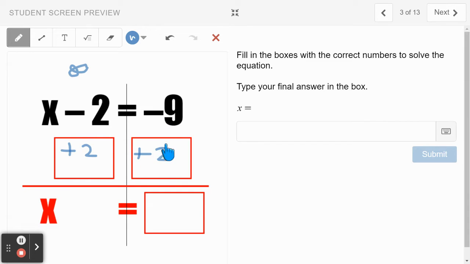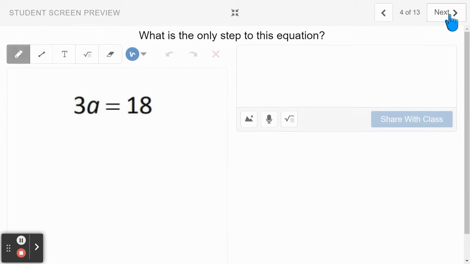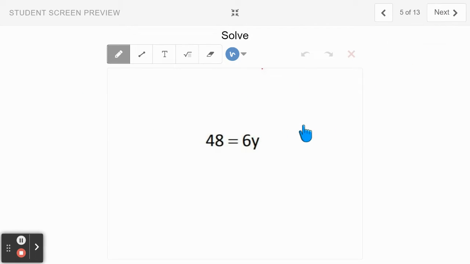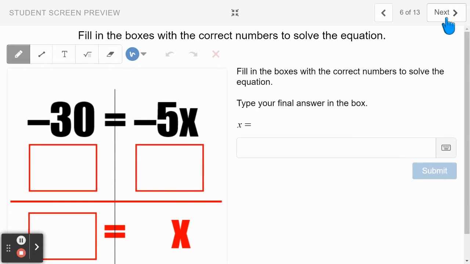Make sure these are not going to be added. It's not going to be 11. What are you going to do? All right. What's the step here? Look at your notes. Look at your notes. Show me how you're going to do this one.